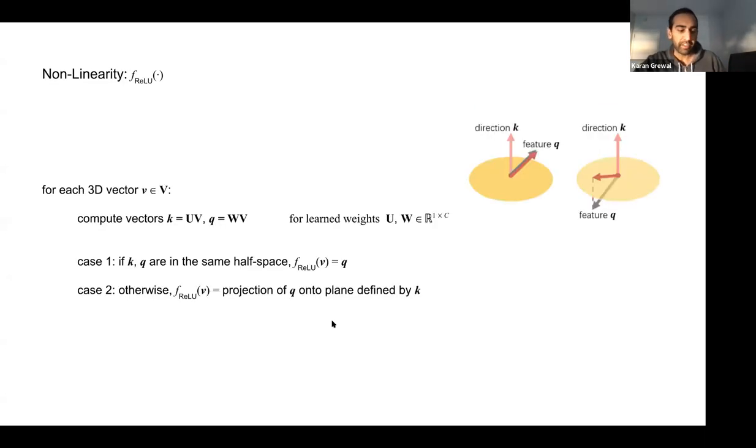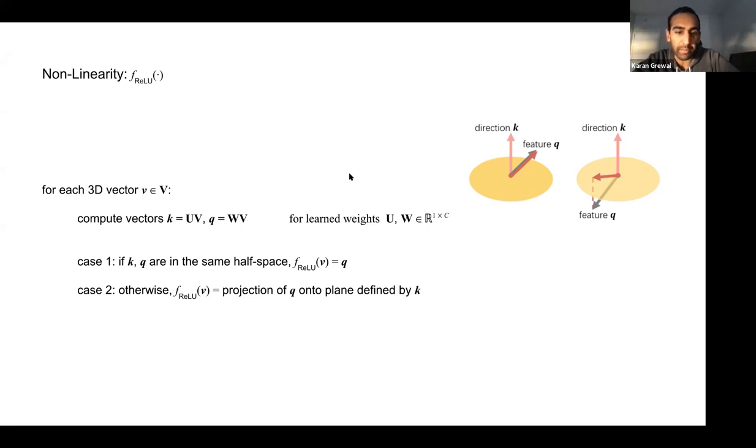Next, they have a nonlinearity. So in addition to having just linear layers, you also want to be able to apply a nonlinearity. And they specifically focus on a ReLU type of nonlinearity here. So remember, V is this C by 3 matrix. And so V, you can think of it as basically being a list of these three-dimensional vectors, which is given by small v here. Now, how do you apply a nonlinearity to that, which also satisfies rotation equivariance?